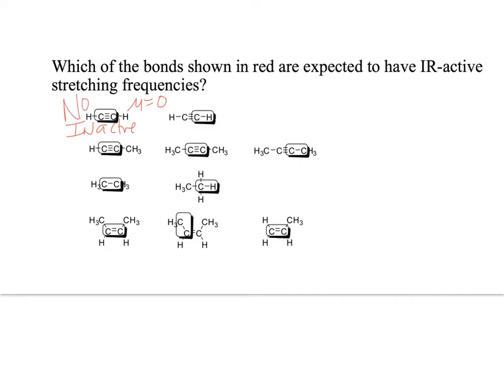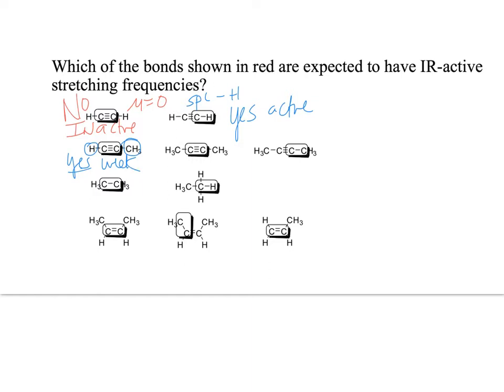Okay, no IR. This bond here, we have an sp carbon and a hydrogen. So there would be some kind of polarity difference there. So this would be yes, that would be active. This one here, we have an sp and an sp carbon, but one is connected to a methyl and the other one a hydrogen. So this would be yes, it would be IR active. And it would probably be weak.